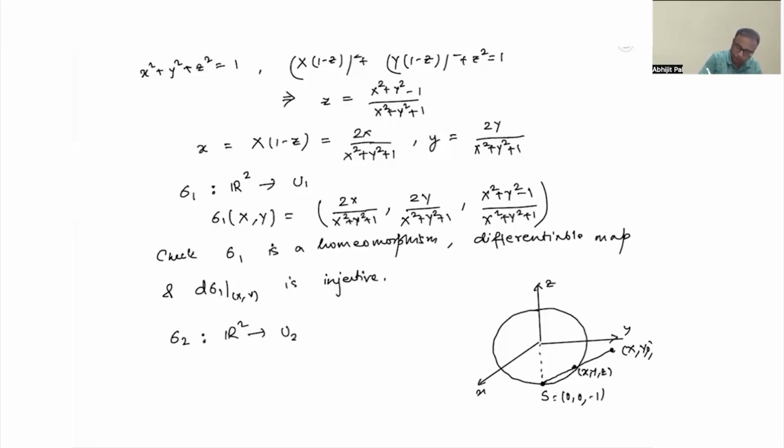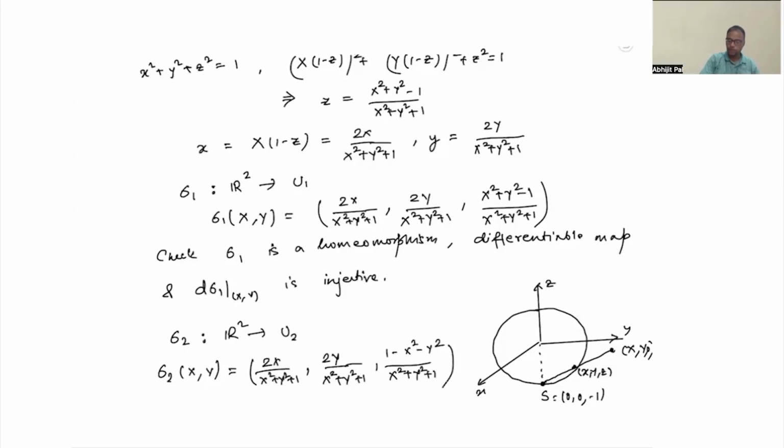Okay, so the sigma 2 of (capital X, capital Y), this you can compute. So what you'll get is (2x by (x square plus y square plus 1), 2y by (x square plus y square plus 1), (1 minus x square minus y square) divided by (x square plus y square plus 1)). Okay, so again, this map sigma 2 is a homeomorphism, it is a differentiable map, and the differential of sigma 2 is injective.